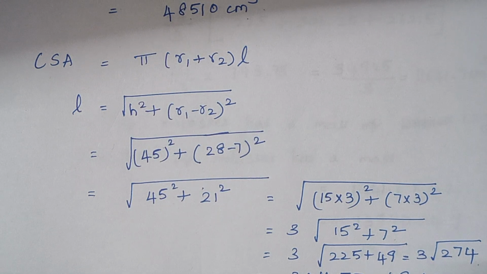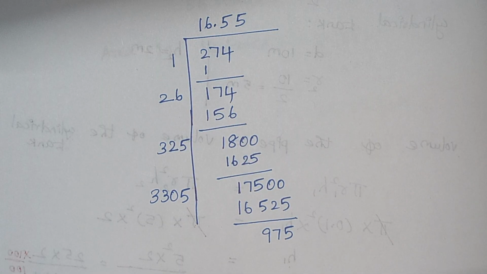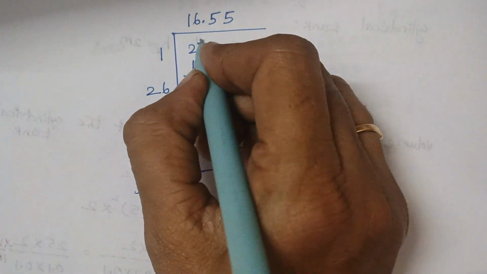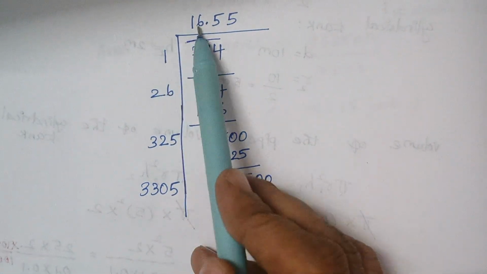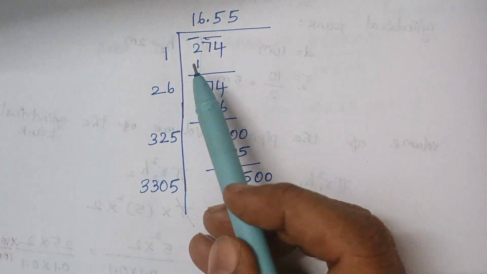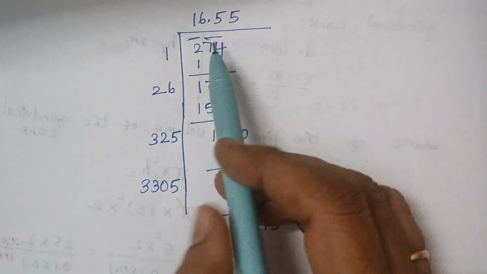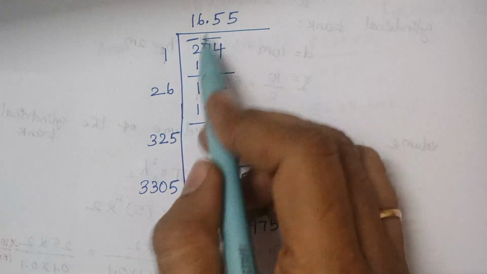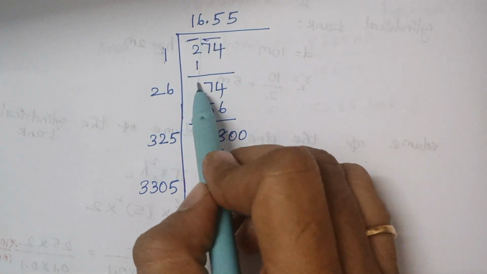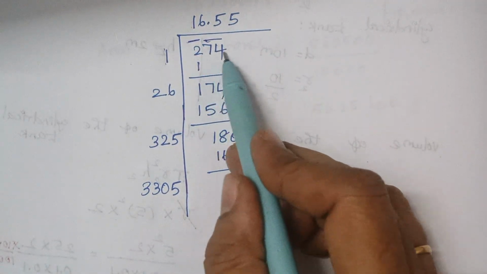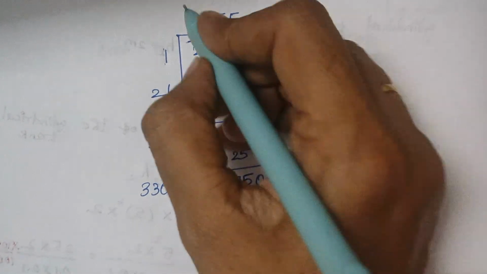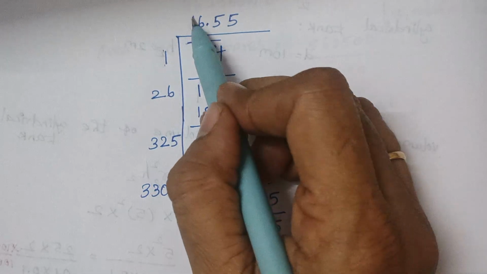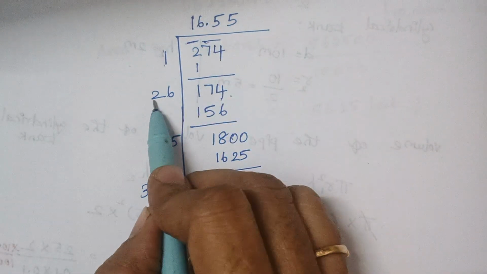Now let us take the square root of 274. The first number is 2. 1 times 1 is 1, because 2 twos are 4, which is a bigger number. Therefore here I am writing 1. So 2 minus 1 is 1, and for the next step I have to bring this 74 down, so here it is 174. Now I have only 1. When I multiply this 1 by 2, it is 2.